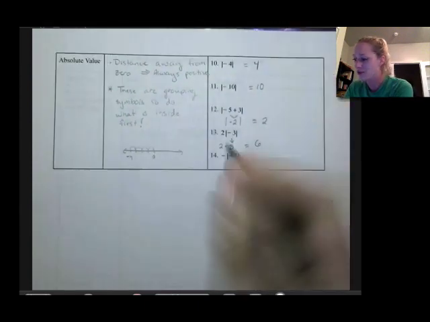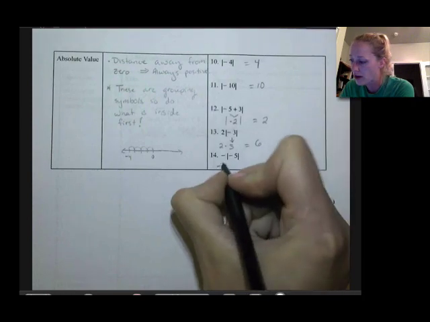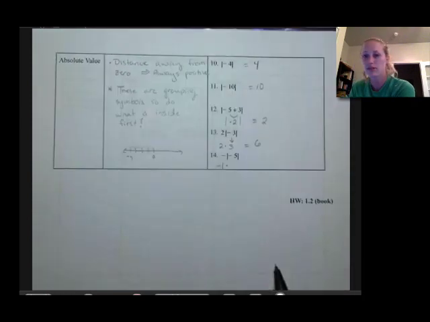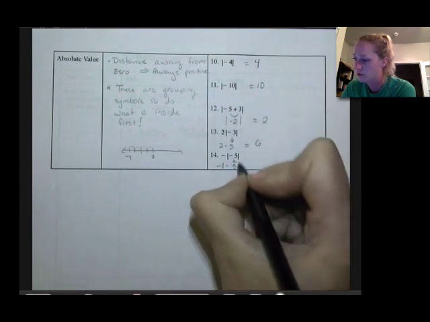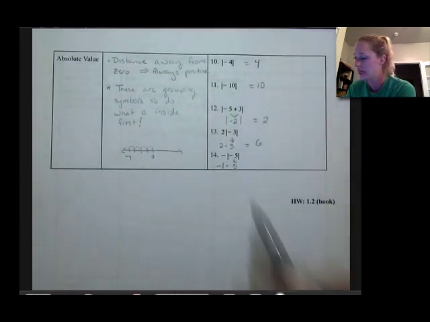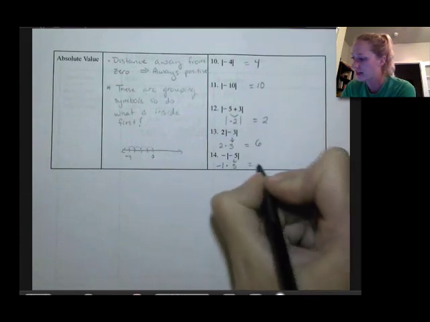Negative absolute value of negative 5. You can also think of this as negative 1 times the absolute value of negative 5, and the absolute value of negative 5 is just 5, so we evaluated that part first. Negative 1 times 5 is negative 5.